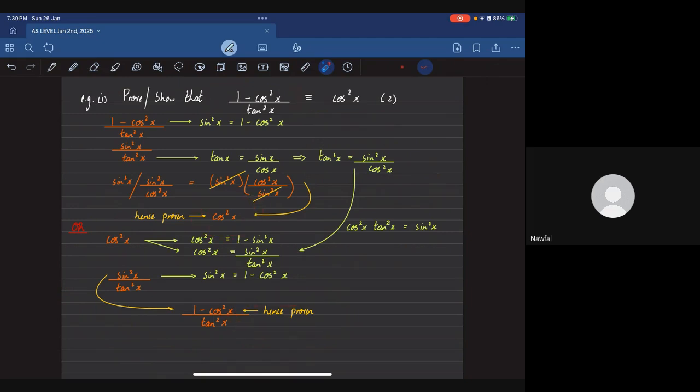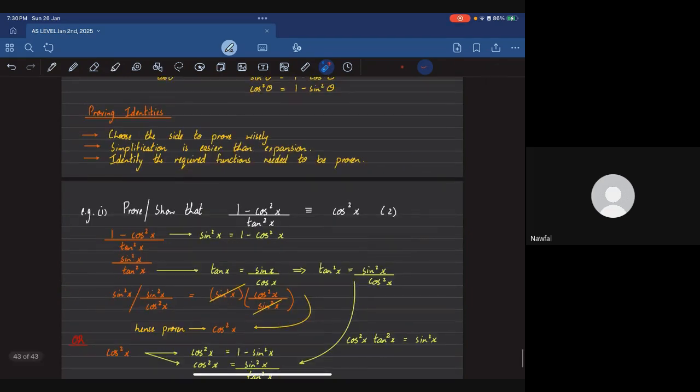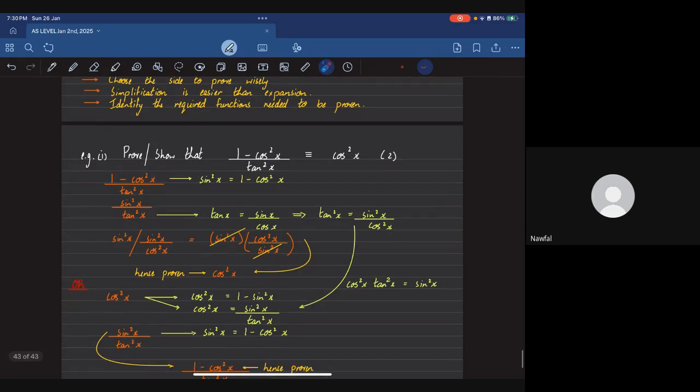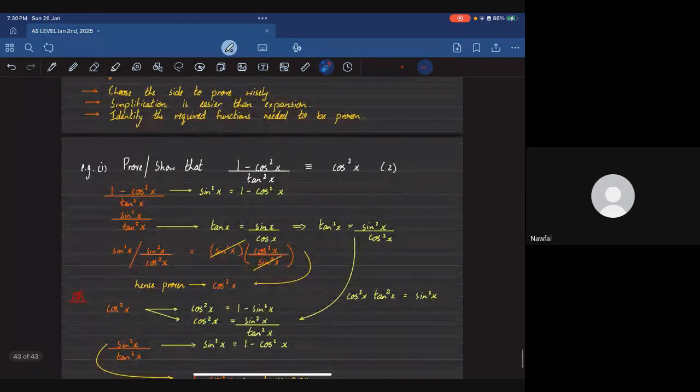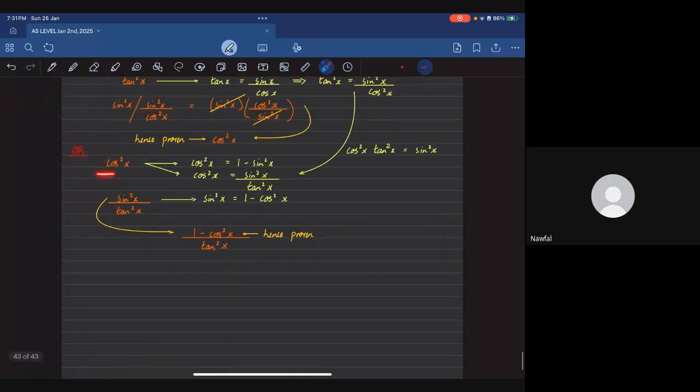Your call. But we have seen that simplification is easier. And you have seen how I have identified the required functions. Like, what did I require? Because over here it says cos square x is also equal to 1 minus sine square x. I could have used this identity as well.